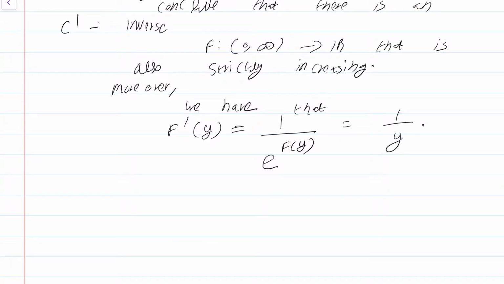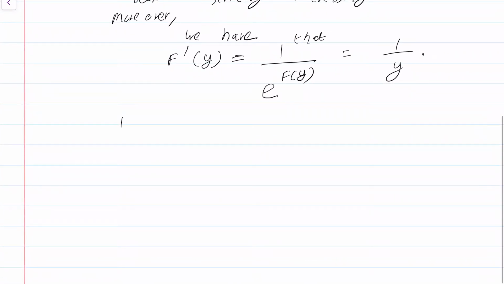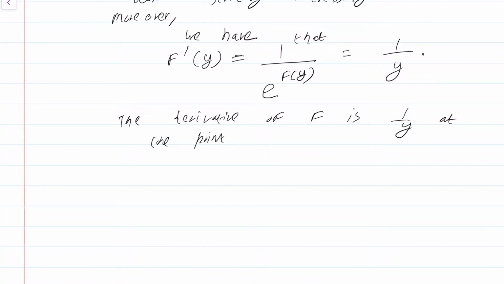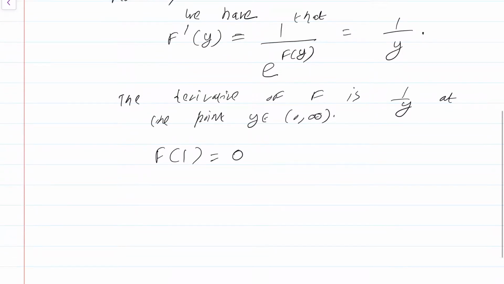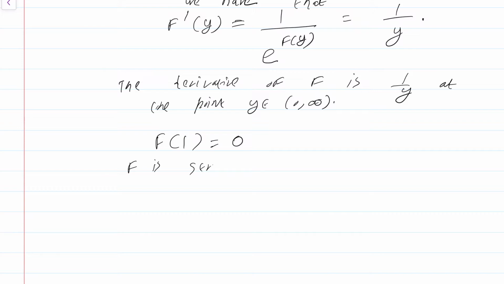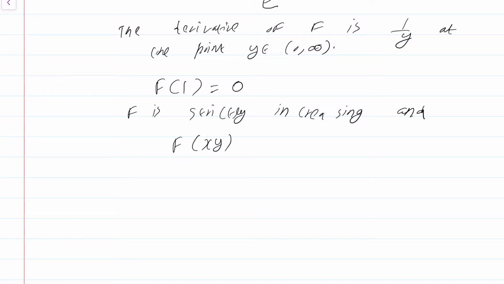Okay. So we have got that the derivative of f is 1 by y at the point y in (0, infinity). We also know that this function f must satisfy f of 1 is equal to 0, simply because exponential at 0 is 1. Now we already know that f is strictly increasing, and it also satisfies this nice identity that f of xy is equal to f of x plus f of y. How do you show this?